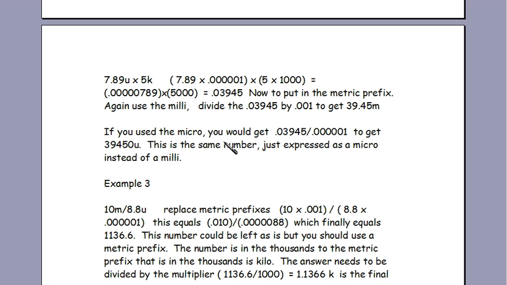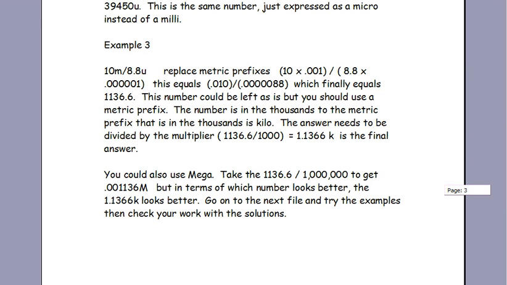If you use the micro, which you could, you take the same number, 0.03945, but this time divide it by the micro multiplier, and this will give me 39,450 micro. This is the same number, just expressed as a micro instead of a milli. So I could do either, however I would pick this one here because the number is smaller looking.